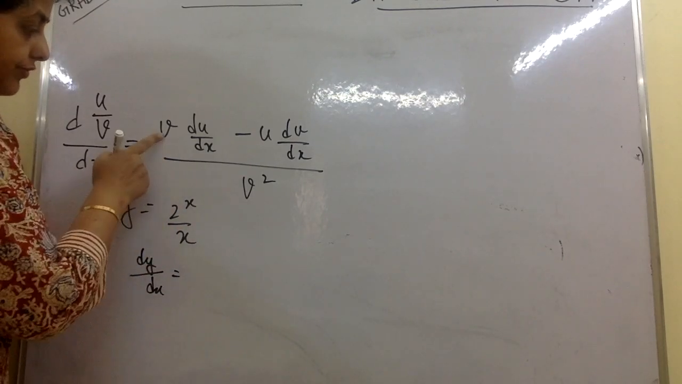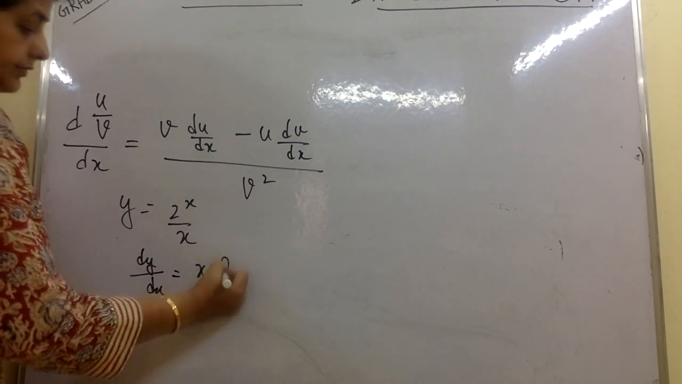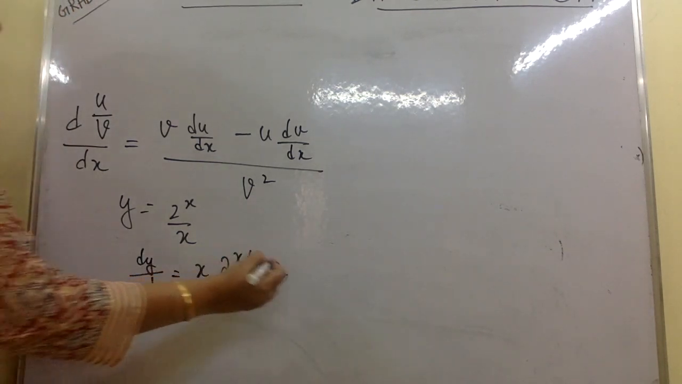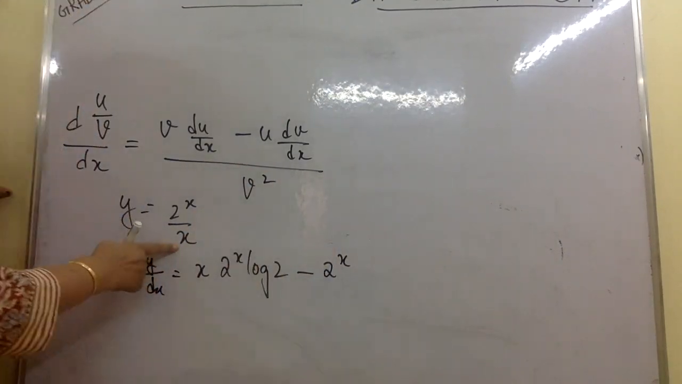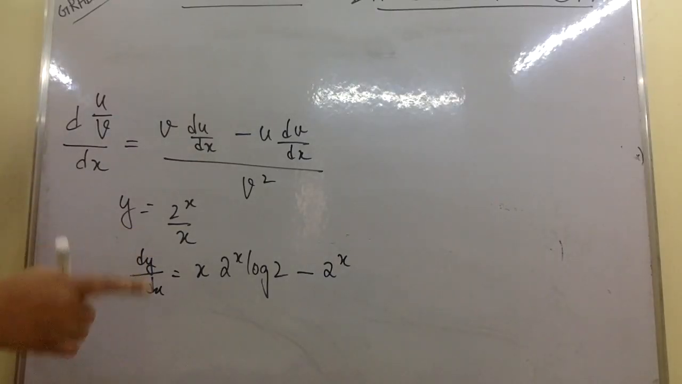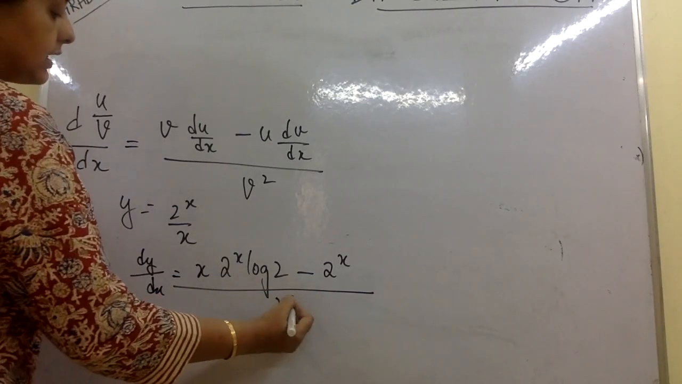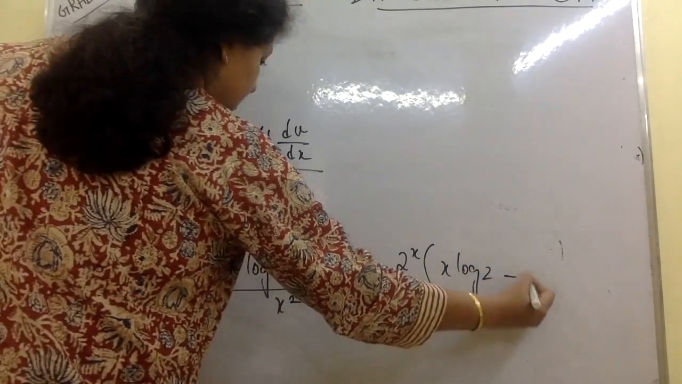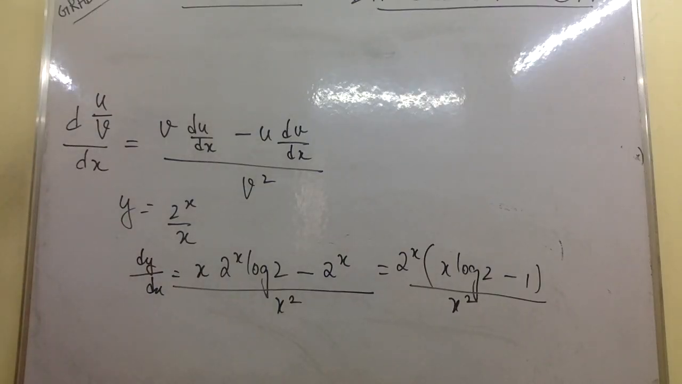Then what do we have to do? v, we just write it. And then here 2 to the power x log 2. Minus. Now u, I have to write just straight, and differentiate this. Don't differentiate 1 by x, differentiate x. And then here I'll write x square. So 2 to the power x, x log 2 minus 1, by x square. That is my answer for this sum.